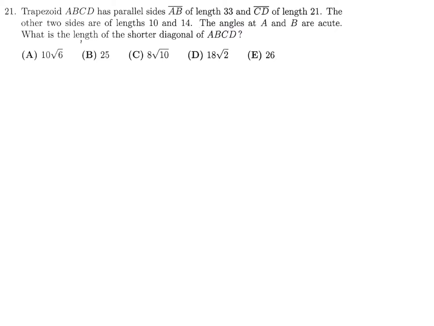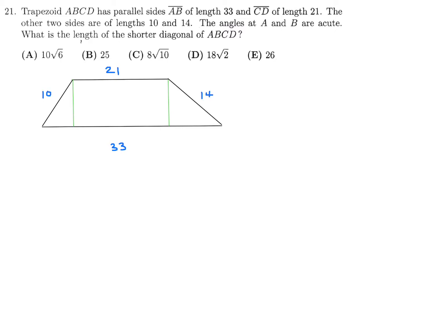Let's draw a trapezoid that kind of looks like what they're talking about. So perhaps something like this. And we'll try our best to figure out the diagonal, the shorter one. Okay, so let's label this. This is going to be 21. This whole thing down here is 33. This is 10 and this is 14.